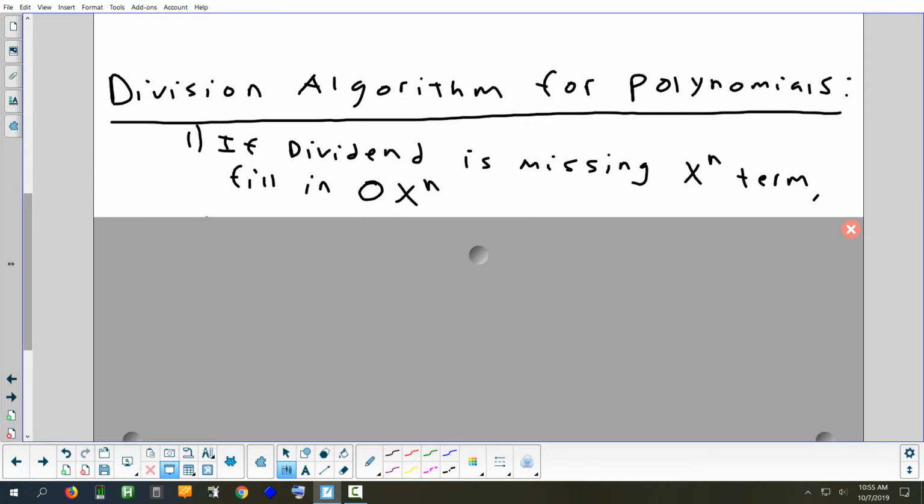But the first step is, if your polynomial is missing any terms, you have to make sure every term is represented. So if it's missing one, fill in a 0 for that term. And the dividend, that's the thing that would be on the top of the fraction. Or if you were making a long division symbol, that's the thing that's on the inside. Sorry. So dividend, going to go right there.